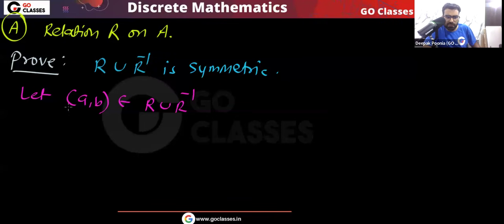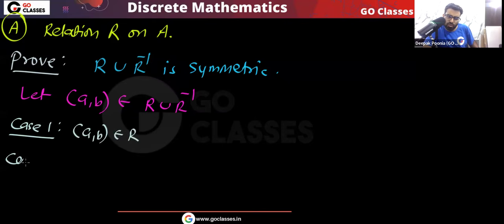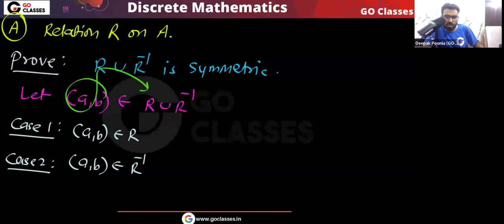So if this ordered pair belongs to R union R inverse, then there are two cases. What are the two cases? Case 1 is that (a, b) belongs to R. Case 2 is that (a, b) belongs to R inverse. Because if (a, b) belongs to R union R inverse, then maybe (a, b) belongs to R, or maybe (a, b) belongs to R inverse. These are the two cases. Now notice, if (a, b) belongs to R, then definitely (b, a) belongs to R inverse.